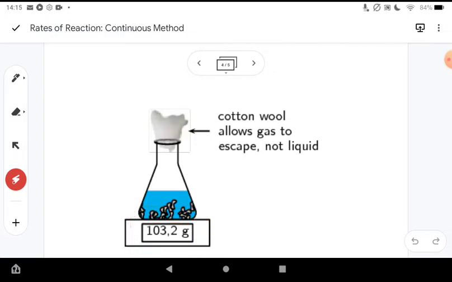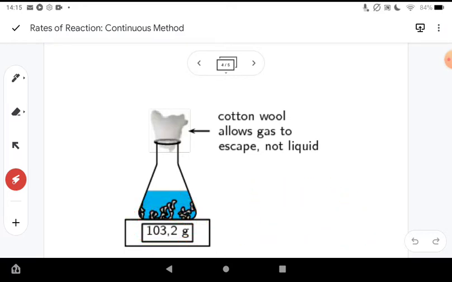Now this is better for reactions like calcium carbonate and acid, mostly because the carbon dioxide has a greater mass than hydrogen. The mass of hydrogen is 2, but 44 for carbon dioxide. So you will see a more noticeable change if the gas has a greater mass. As the gas escapes, the mass goes down, and you have a stop clock here, and then every 10 seconds you record the mass.